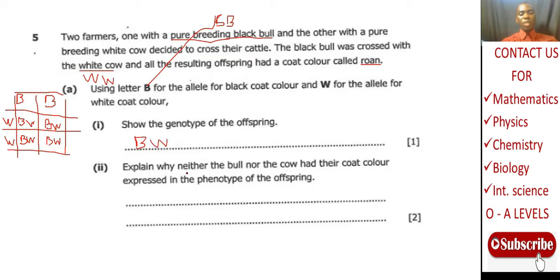Okay, two, explain why neither the bull nor the cow had their coat color expressed in the phenotype of the offspring. So the answer here is because both the genes of the black bull and the genes of the white cow were both dominant. Okay, so the reason is very simple. Both the genes of the black bull and the genes of the white cow were both dominant, resulting into what is known as co-dominance. So that is the answer that you're supposed to put here.